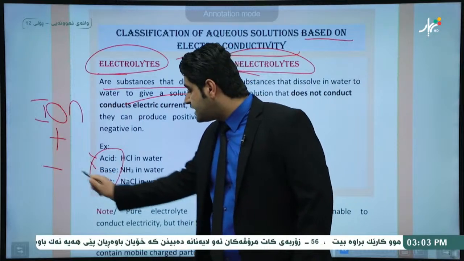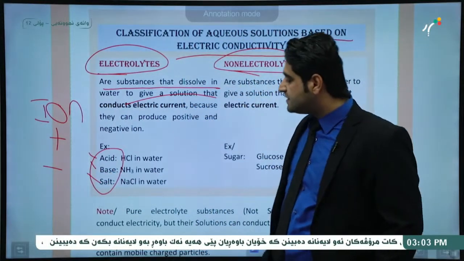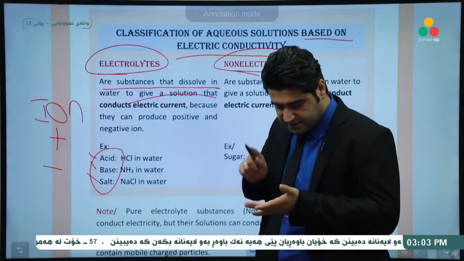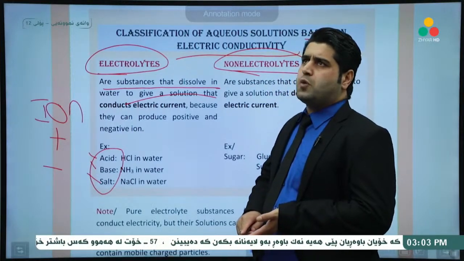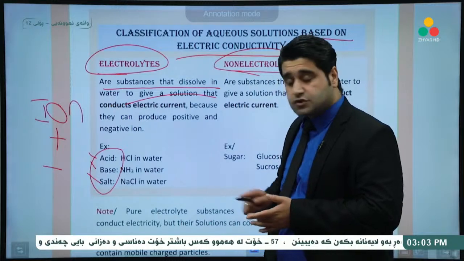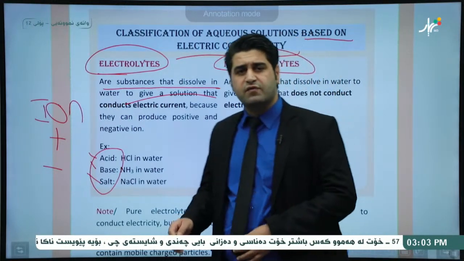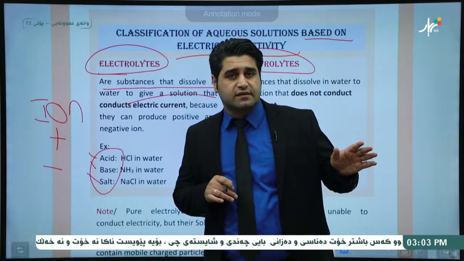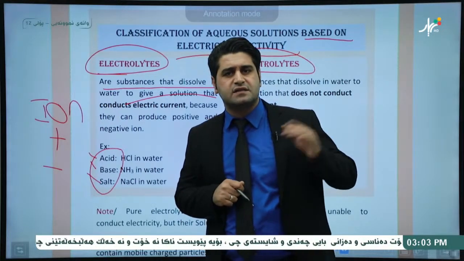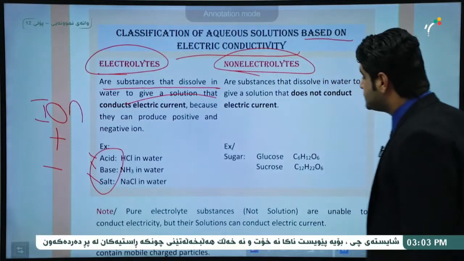Acids, bases, and salts are the electrolytes. Are acids strong or weak? Both of them. For bases, strong or weak? Both of them. About salts, actually we don't have a completely non-dissolving salt. At least any salt can dissolve by a little amount. That's why salts are electrolytes.